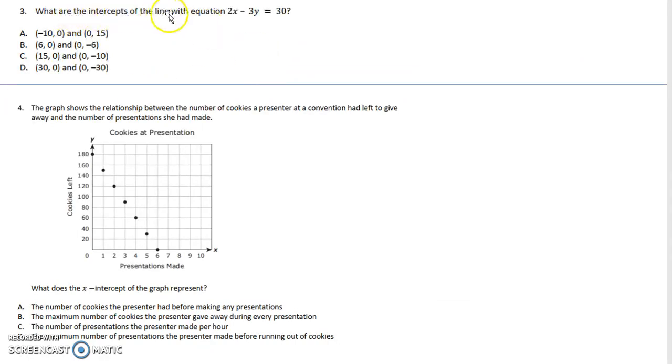What are the intercepts of the line with the equation 2x minus 3y equals 30? So my suggestion to you, first of all, put this in standard form. If you notice, there's no exponents on the x, so that makes this linear. So go ahead, take a moment, put this into a linear equation, and then let's solve.